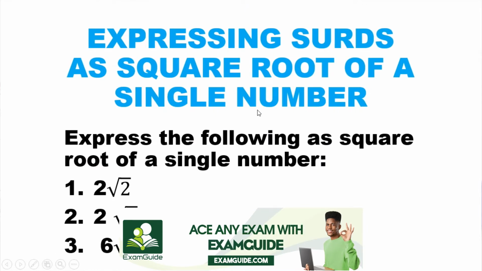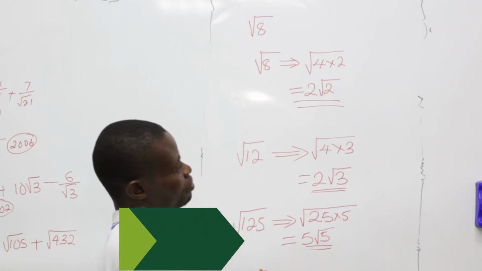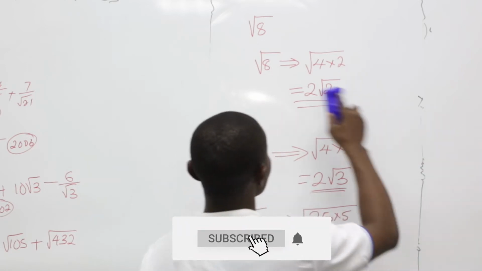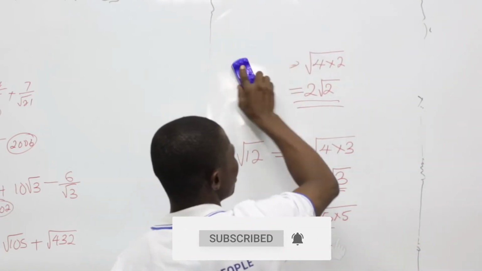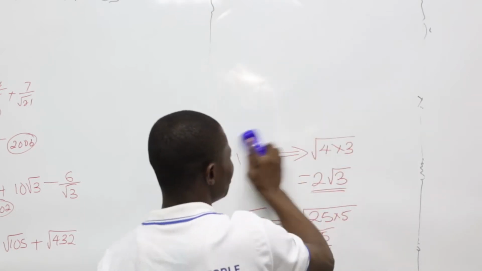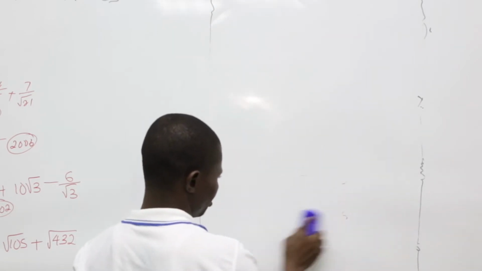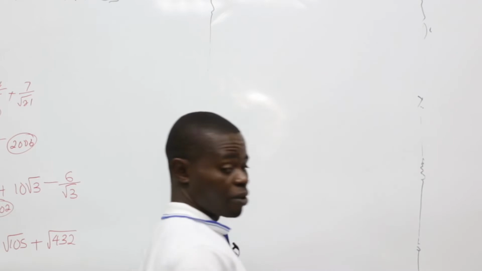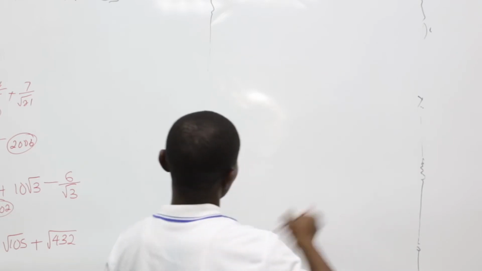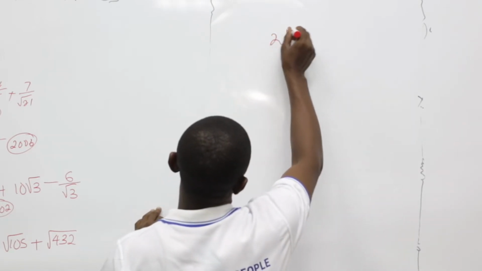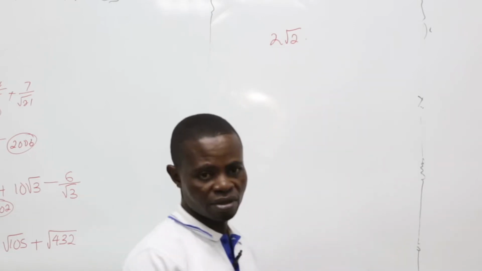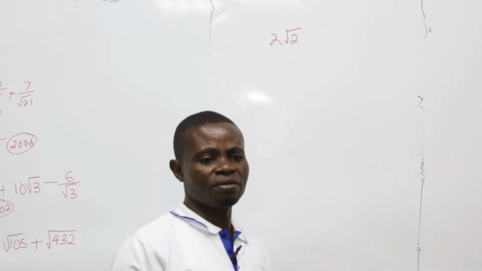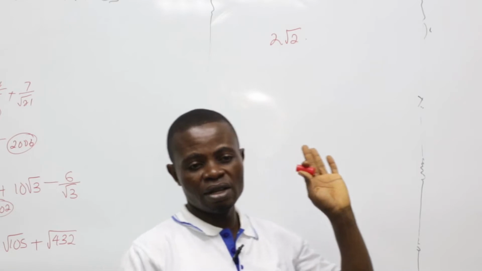Now, expressing surds as square root of a single number. Look at, from the foundation we have, you see the solution 2 root 2. From here, we have expressed this as a basic surd. That's as a square root of a single number.